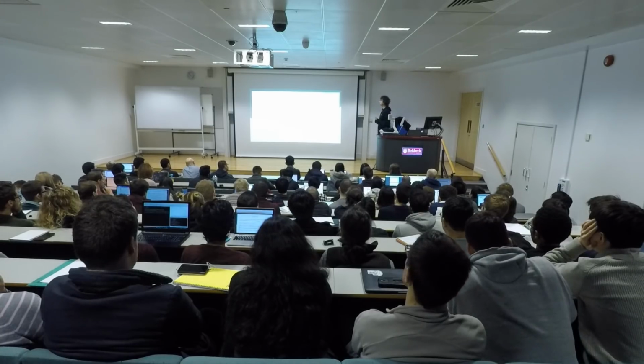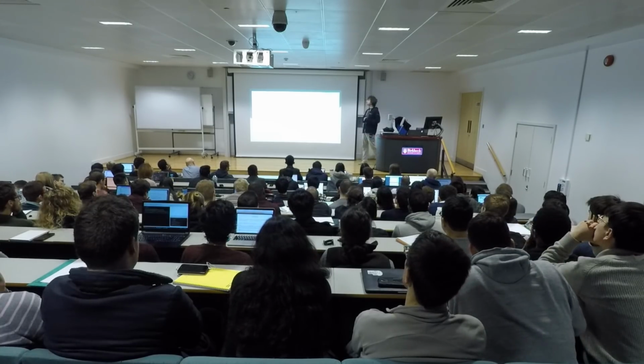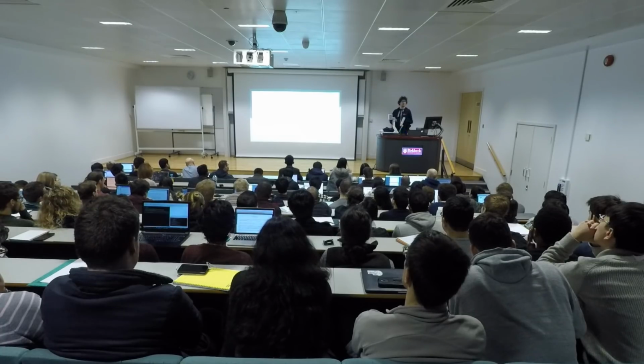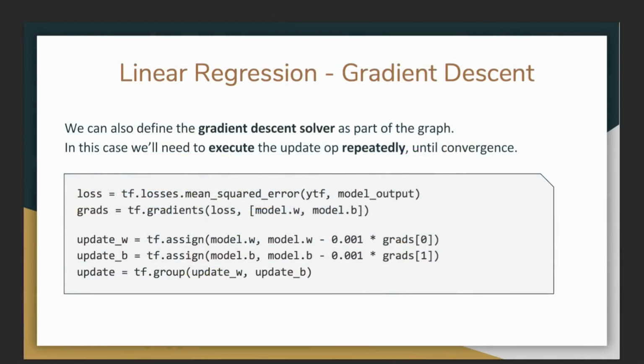So we can also define the gradient descent solver as part of the graph. And in this case, what we need to do is to execute an update op repeatedly until convergence. The graph we saw before was much more complicated, while here, because we are really exploiting the core functionalities of TensorFlow, we can get this very clean and very simple update rule.